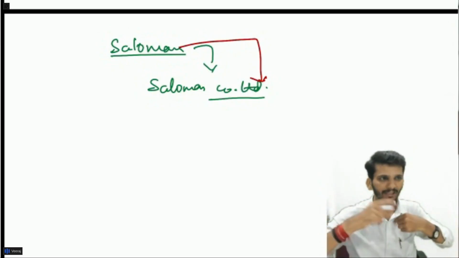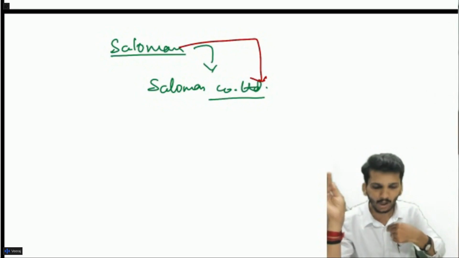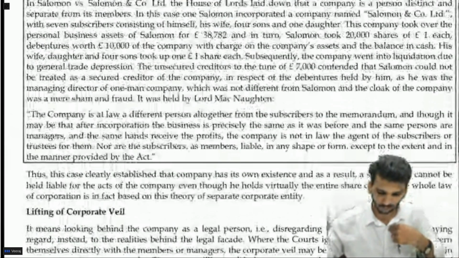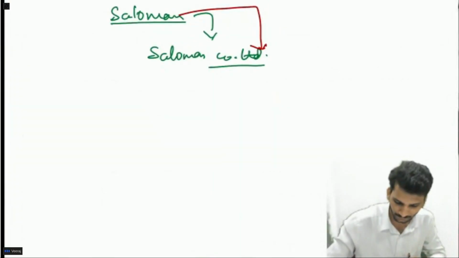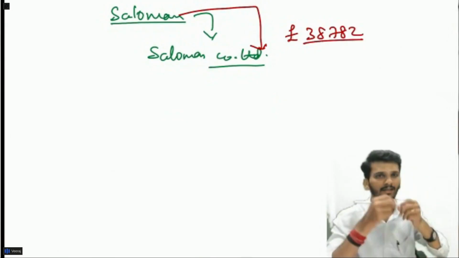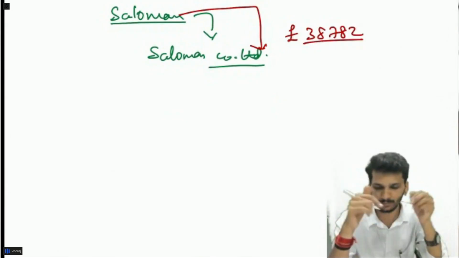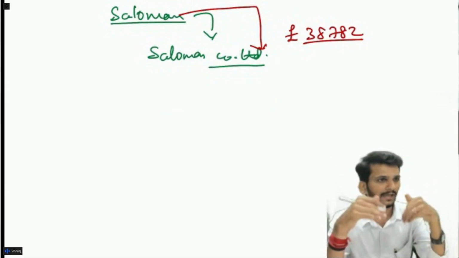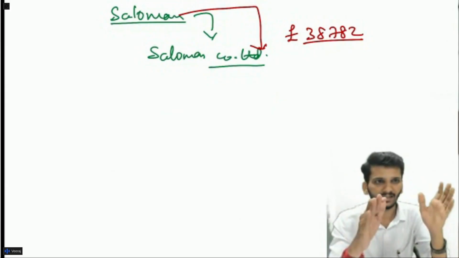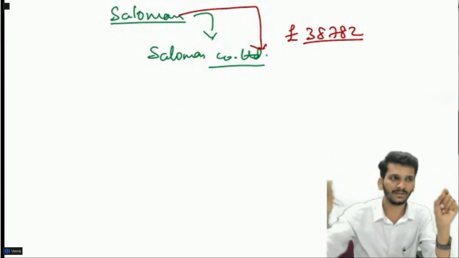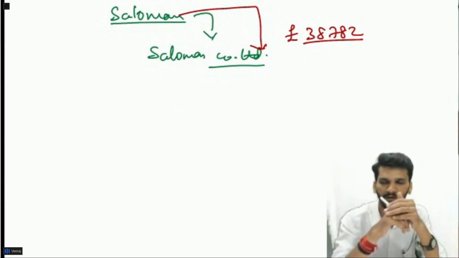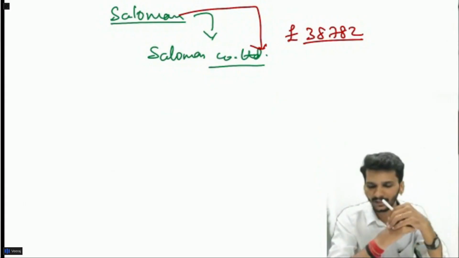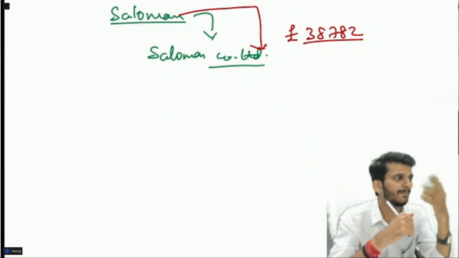Now Solomon is selling that business to the company. How much did he sell it for? He sold it for around 38,782 pounds. Case study, the exam will not ask, but listen, questions may come on this: 38,782. That means all the leather, all the shoes, that business, they removed the Solomon board and put up the Solomon Limited board. Solomon transferred the business to Solomon Limited for 38,782.